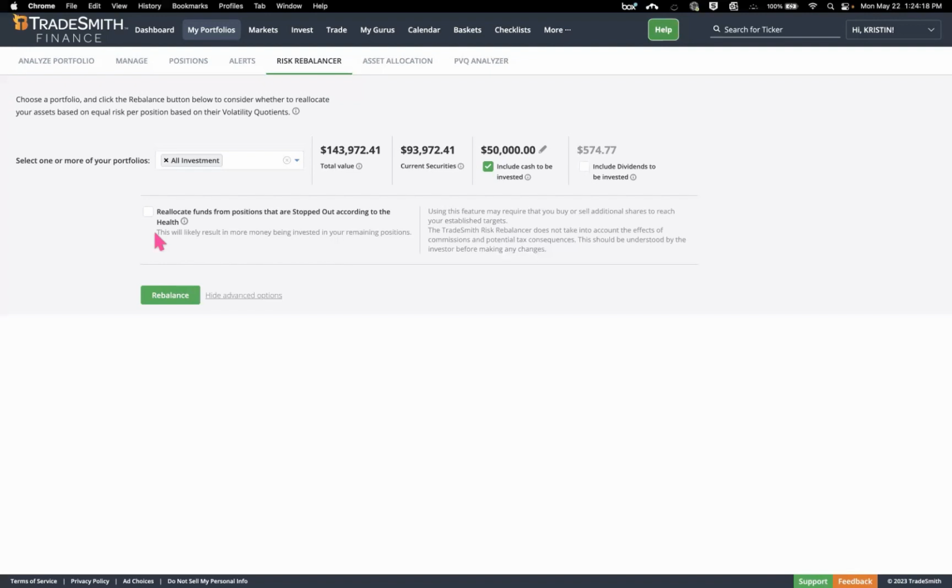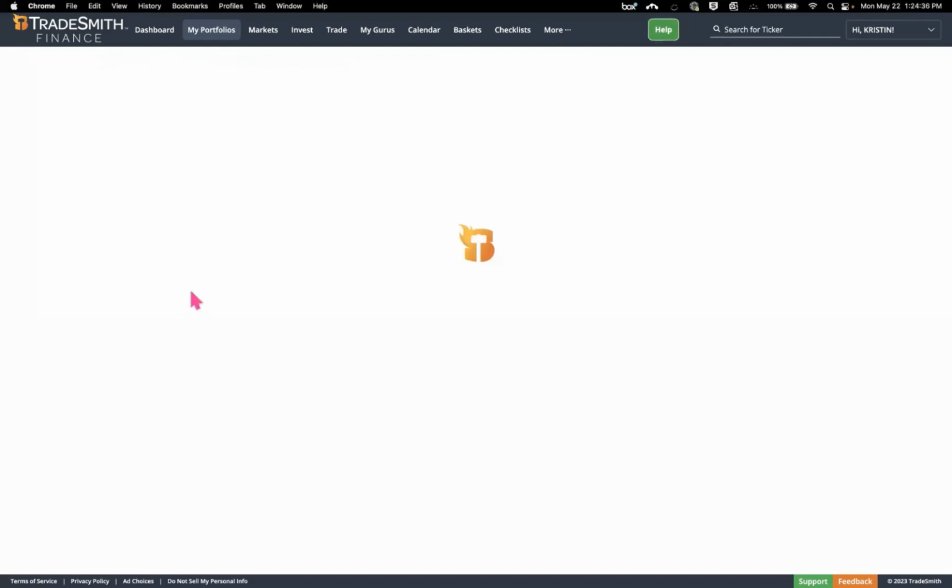Because you can also do this on an individual basis, in the risk rebalancer tool. And I'm going to show you how to do that once we get in here. All right, so I'm going to go ahead and get out of here. And again, there is a definition here. I'm going to go ahead and hit rebalance. So if you're following along, feel free to do that as well.